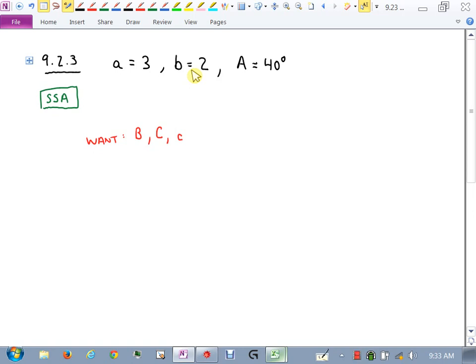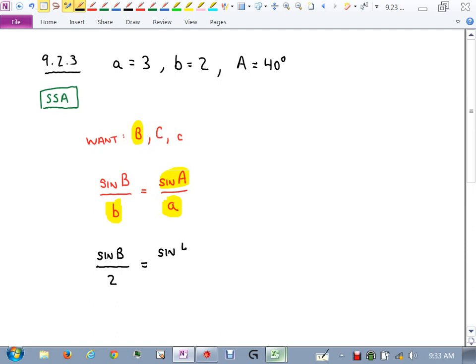Now, which way do you want me to set it up? If I'm going after capital B, sine B on top, instead of doing the little b on top, sine B on the bottom, I'm going to write it this way. Sine capital B over little b must be equal to sine capital A over little a. And again, the reason I'm doing this is because everything I have highlighted there is something I know. I know what all of those are. So let's fill it in. Sine B over little b, which is 2, must be sine of A, which is 40 degrees, over little a, which is 3.